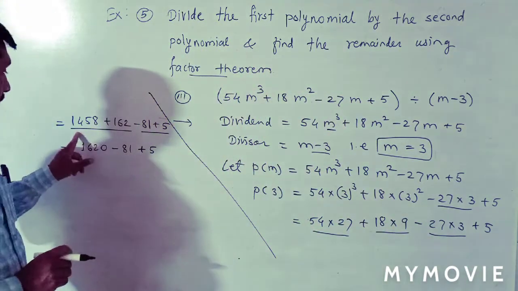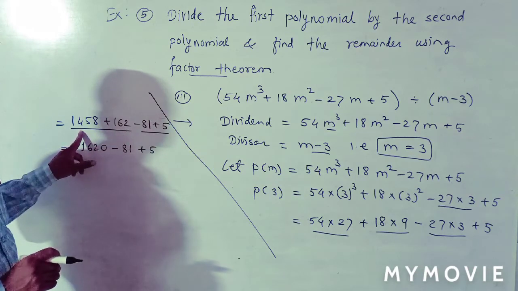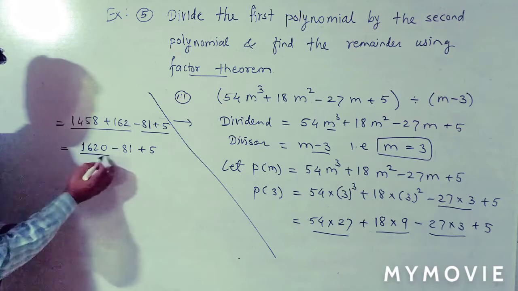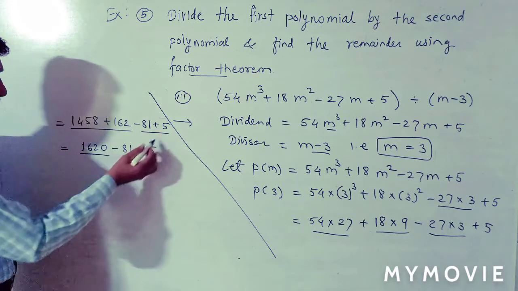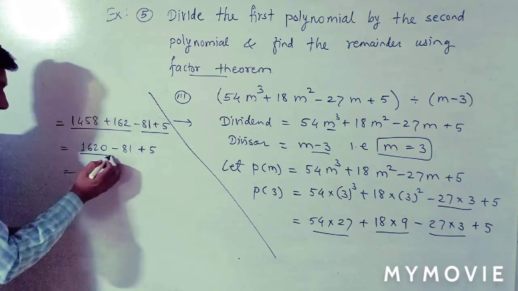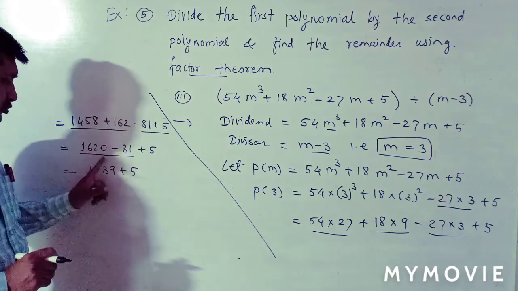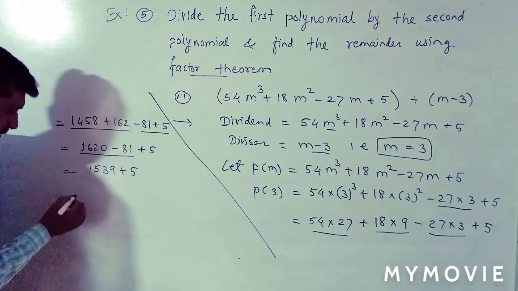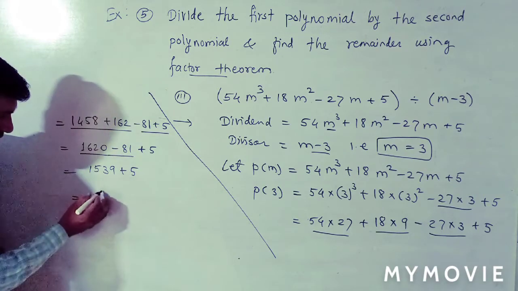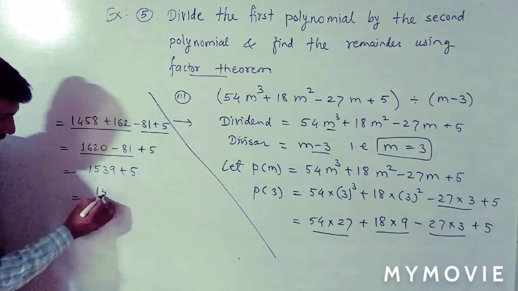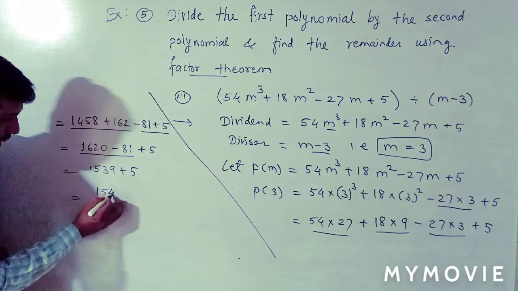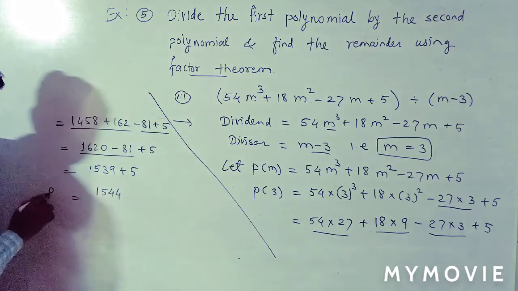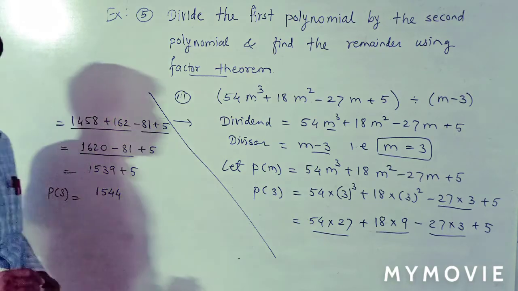Now here addition: 1458 plus 162, addition is here 1620, minus 81, plus 5. After that we will subtract here. 1620 minus 81 is 1539, plus 5, and now here we get the answer by addition: 1544. This is p of 3, meaning the remainder by the factor theorem.